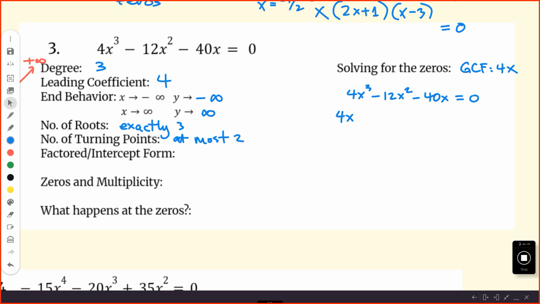Okay, we can divide 4, 12, and 40 by 4, and then the variable by x. So 4x. And then just divide all of that by 4x. So 4x cubed divided by 4x is x squared. Negative 12x squared divided by 4x, negative 3x. And then negative 40x divided by 4x, negative 10 equals 0. Now this time we know that the coefficient of x squared, the leading term, is only 1. So we can just go ahead and do this. Take two numbers that multiply to negative 10, and the sum is negative 3.